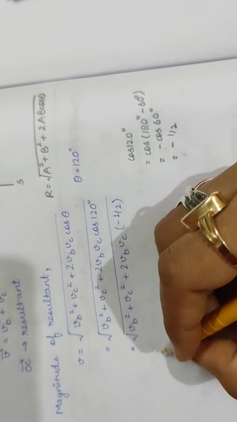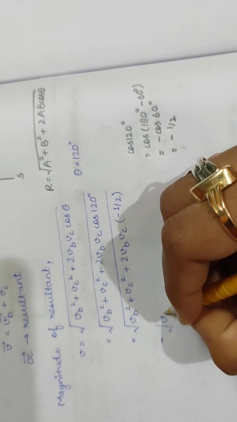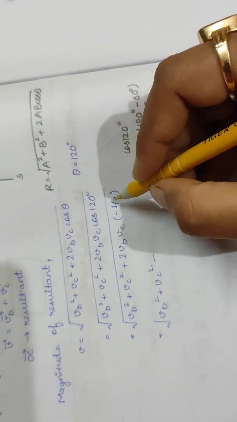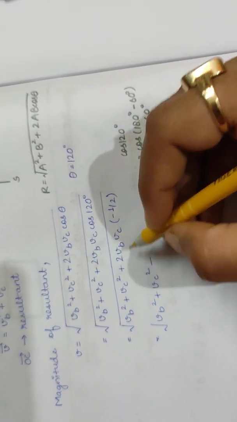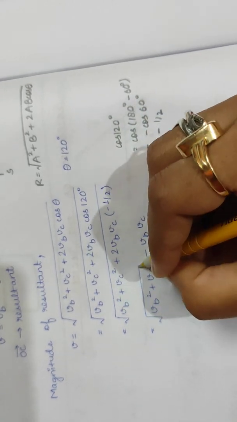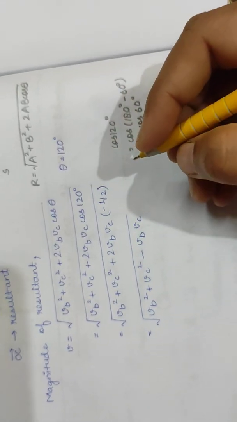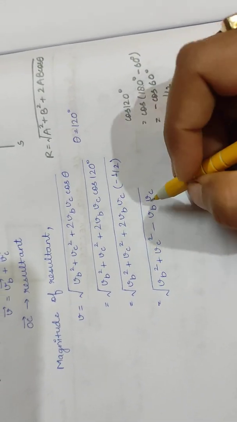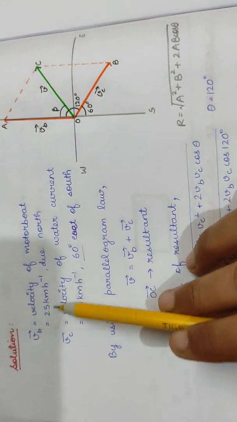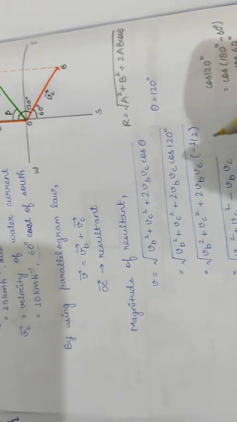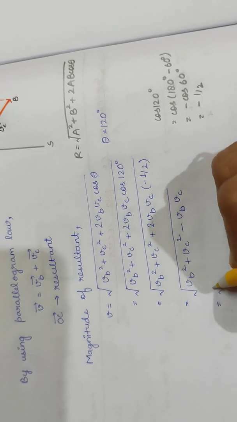By putting this value we will get under root of VB square plus VC square minus of this 2, and 2 will get cancelled. So we are left with VB VC. Fine. Now we have values of VB and VC also. VB is 25 km per hour and VC is 10 km per hour.